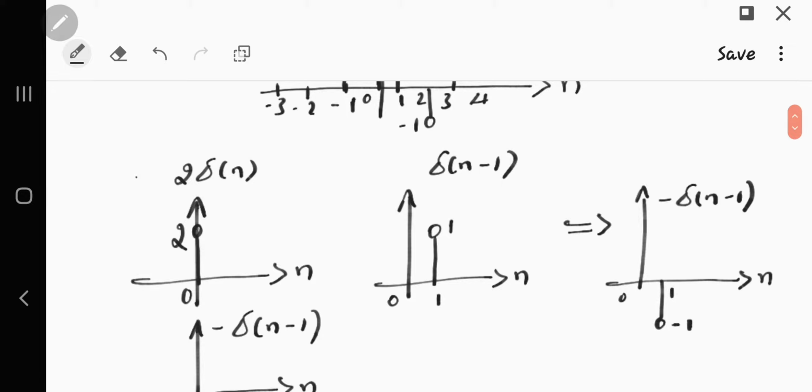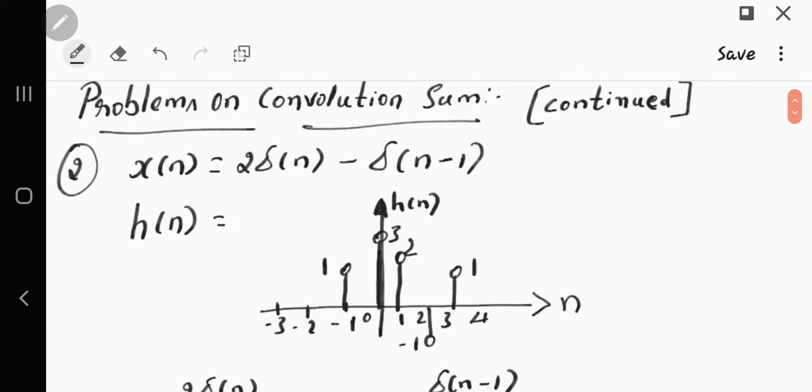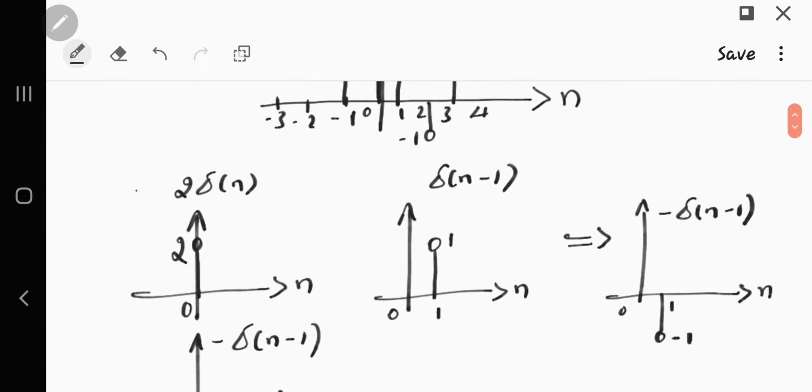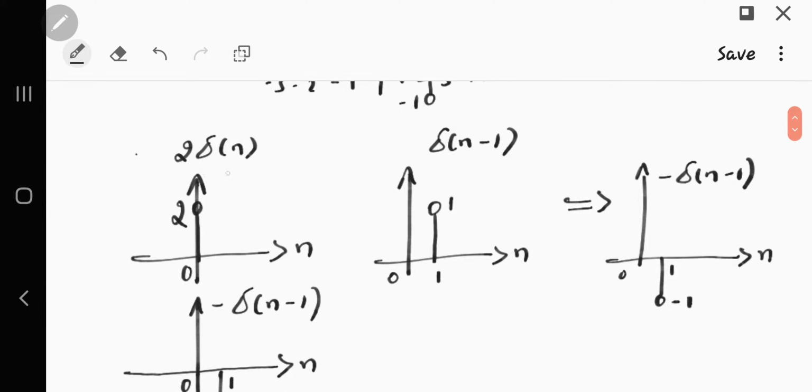So coming to this first one, you observe this, we want to perform two operations, 2 delta n and minus delta n minus 1. So to get x of n we need these two signals. Now first I will plot the 2 delta n. You can see this here, 2 into delta n. Delta n is an impulse function which is present only at the origin. Since we have an amplitude 2, 2 is the amplitude at the origin, so 2 delta n.